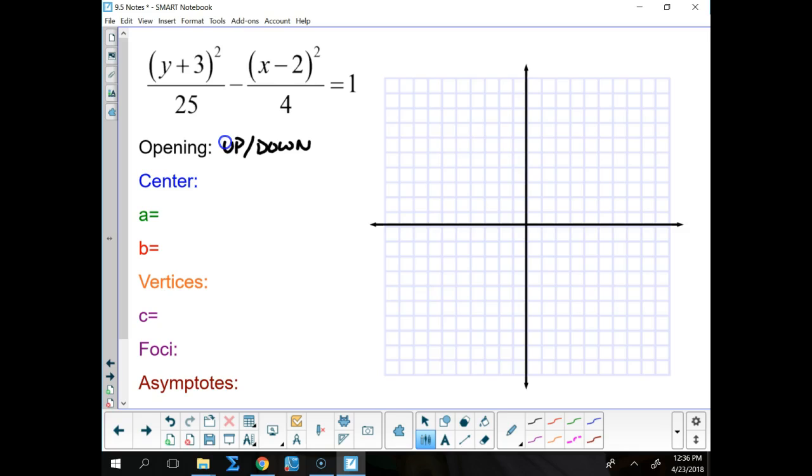Okay. So right now, without even graphing it, I know a lot of things. I know that my vertices are going to be on the top midpoint and the bottom midpoint of my box. I know that my foci are going to be above and below my center. And I know that it's going to open up and down. Okay? So I know all those things. Okay? Where is the center?